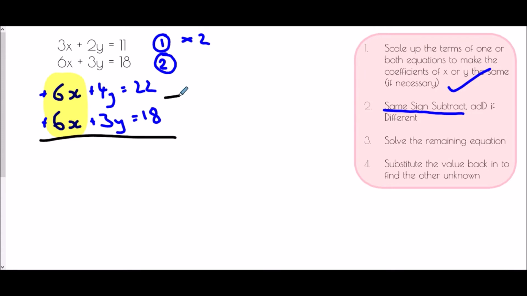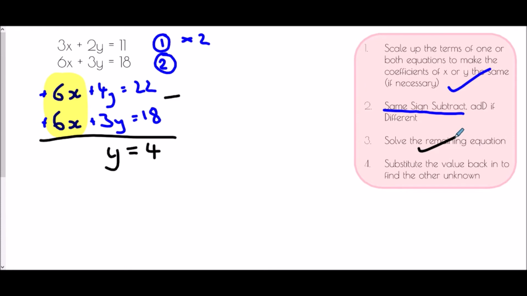6x, take away 6x, well, they have been eliminated. 4y, take away 3y, is just y, and 22 take away 18 is 4. So the first thing we know is that y equals 4. We've solved the remaining equation.